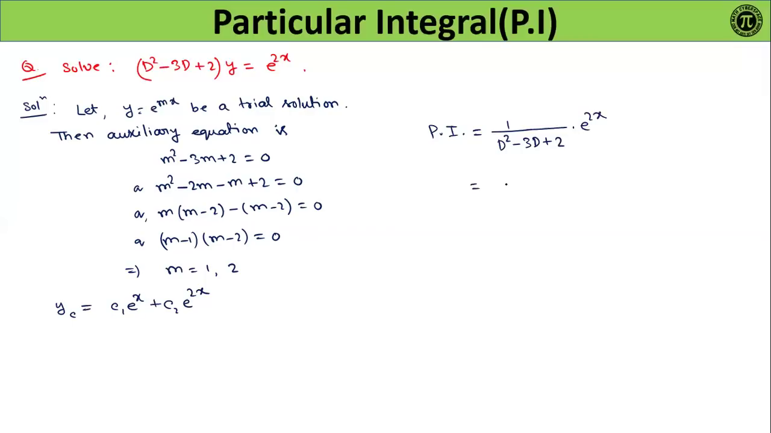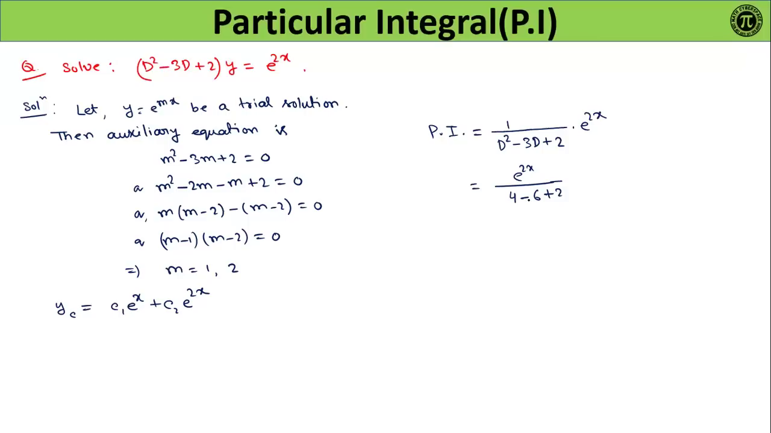So this equals e to the power 2x divided by, 2 into 2 is 4, minus 6 plus 2. Now here you can see that the denominator is 0. Yes or no? The denominator is 0, but we know that we cannot divide by 0. That means this result is undefined. Now how to solve this question?